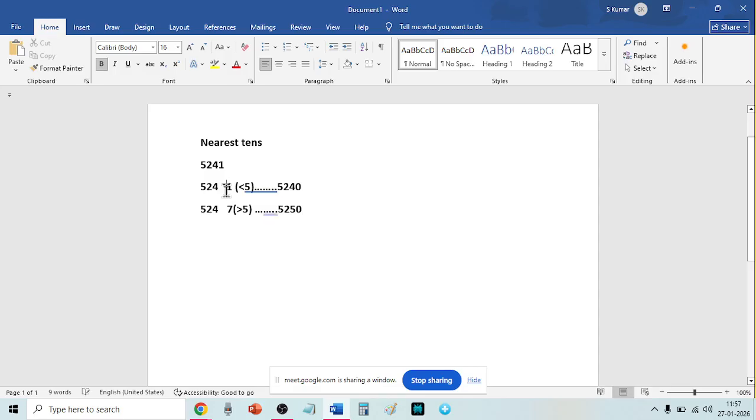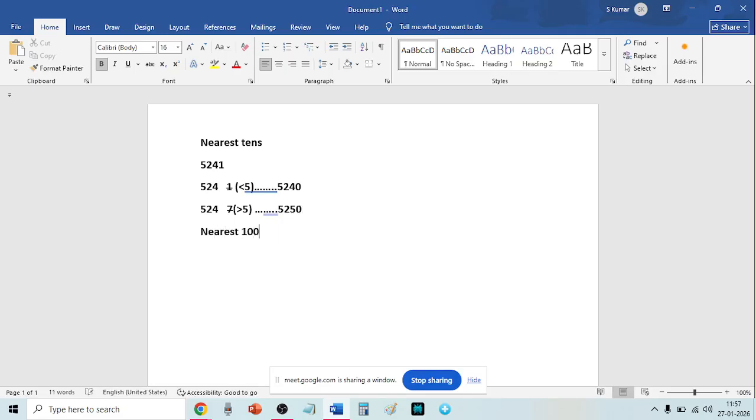The rejected one is always 0. This is the rejected one, make it 0. That's okay. 524 will change to 525. Right? Okay. Similarly, nearest 100.